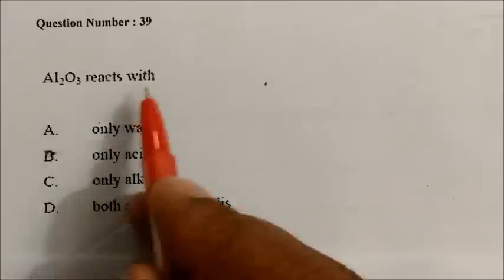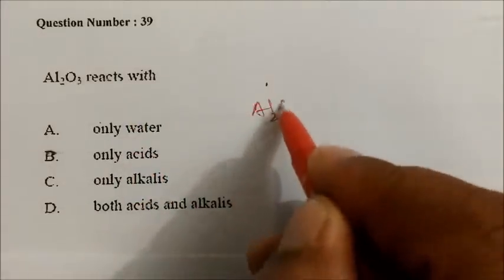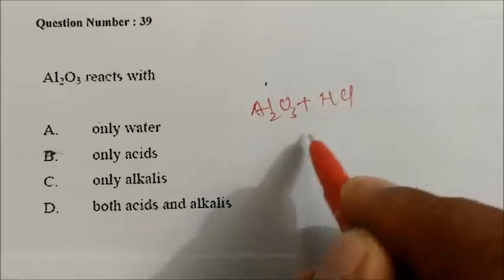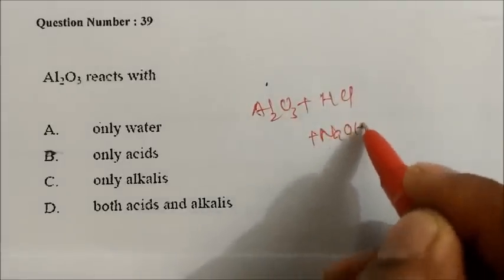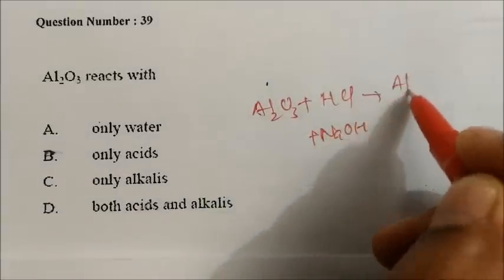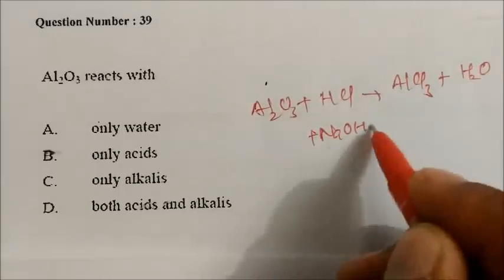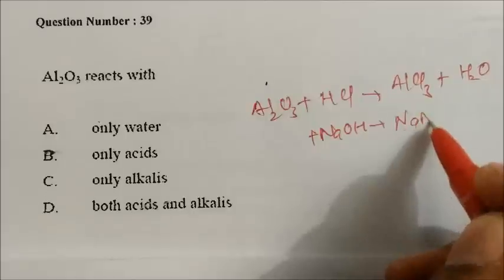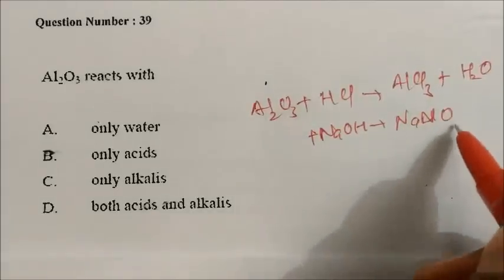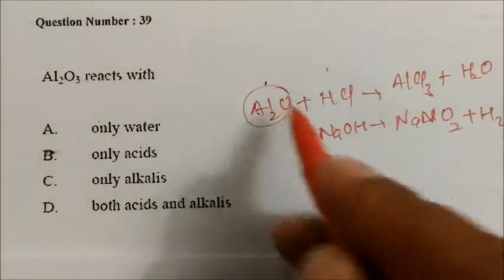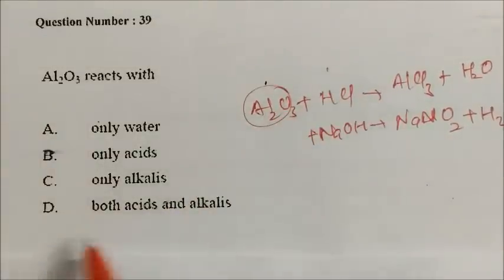Al2O3 can react with HCl, and it can also react with sodium hydroxide. In this case, you will get AlCl3 plus H2O, and in this case, you will get NaAlO2 plus hydrogen. So this is reacting with both because it is an amphoteric oxide. So the answer is D.